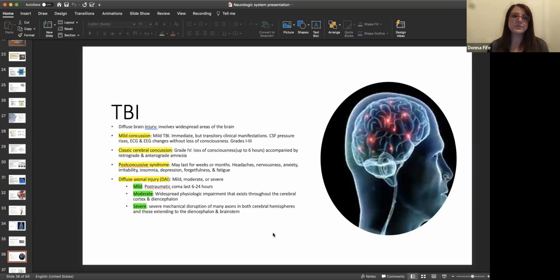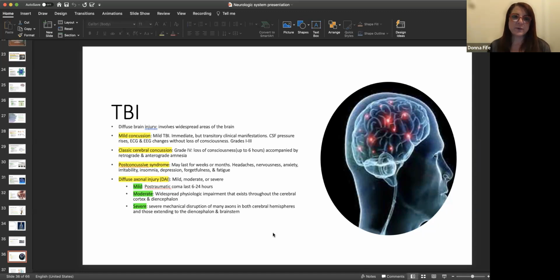More on traumatic brain injury. This is diffuse brain injury and involves widespread areas of the brain. It can be a mild concussion, also considered a mild TBI. This is immediate but transitory clinical manifestations. The CSF pressure rises, with ECG and EEG changes without loss of consciousness, and this is graded 1 through 3.